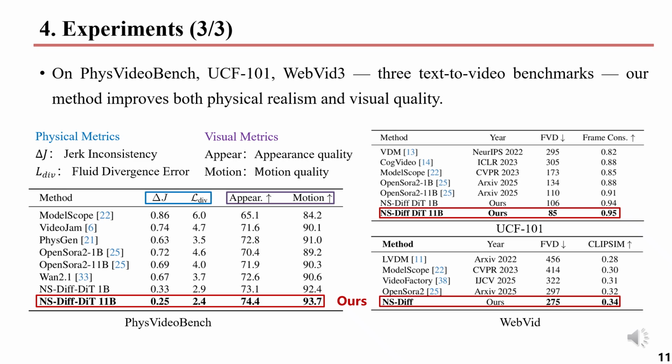NS-Diff, red bars, achieves the lowest jerk error and the lowest fluid divergence, our two physical realism metrics, and at the same time the highest visual quality in terms of appearance quality, motion quality, and frame consistency. So NS-Diff improves physical realism without sacrificing, in fact, while improving visual quality. That's NS-Diff in a nutshell: a lightweight, physics-aware reinforcement learning layer on top of any latent video diffusion model.